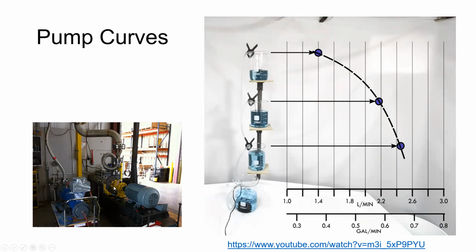Here is an actual pump testing facility. And so they've got different pumps they can hook up. They can measure the pressure and the flow rate on that system. And basically by shutting a valve off a little bit at a time, you can measure different pressures and different flow rates, right? So that's another way to generate a pump curve.